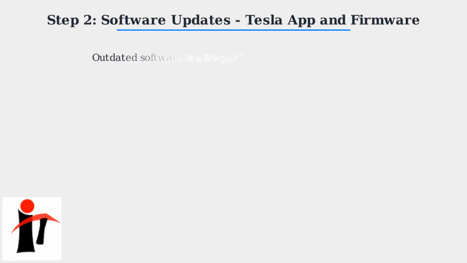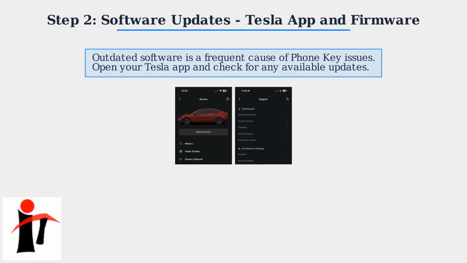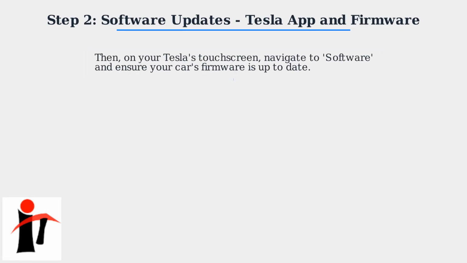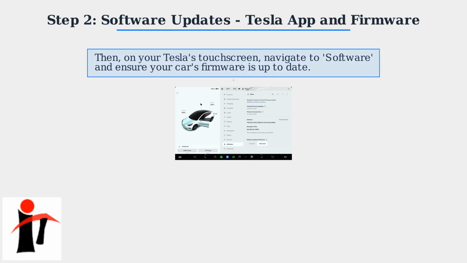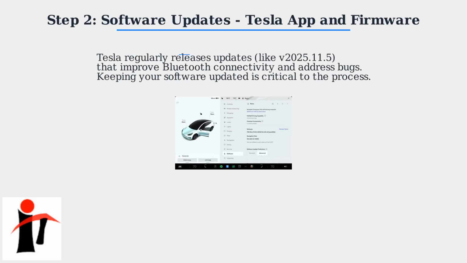Outdated software is a frequent cause of phone key issues. Open your Tesla app and check for any available updates. Then, on your Tesla's touchscreen, navigate to Software and ensure your car's firmware is up to date. Tesla regularly releases updates, like v25.11.5, that improve Bluetooth connectivity and address bugs. Keeping your software updated is critical to the process.